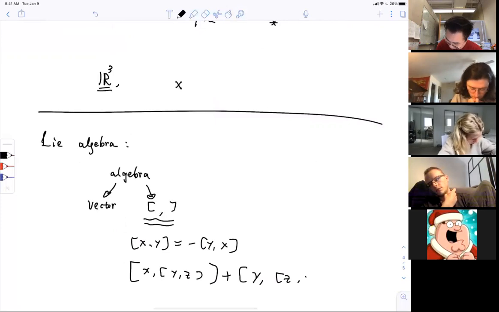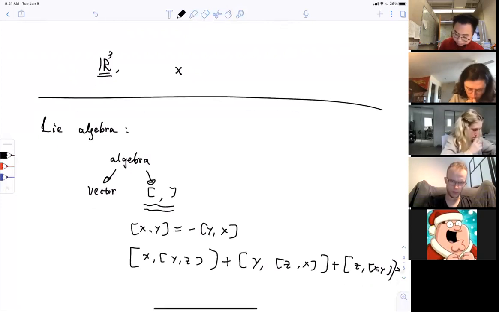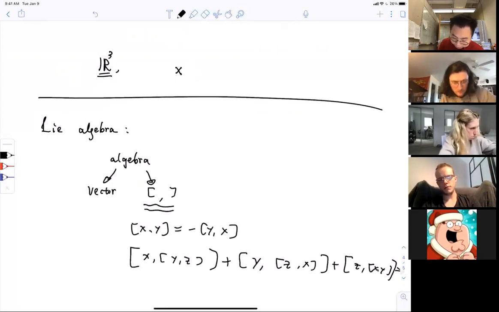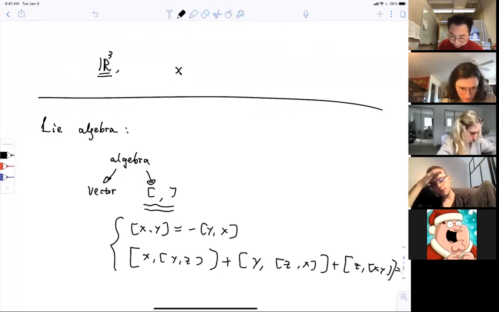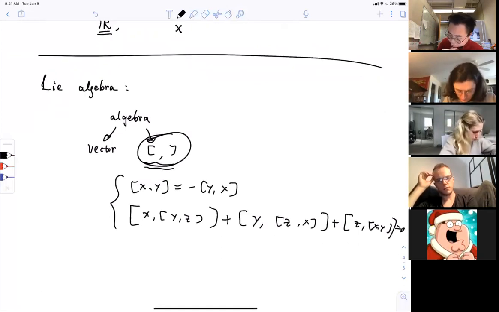Yeah, something like this, and plus the xy equal to 0. If you have an algebra with a bilinear operation satisfying those two conditions, then this algebra is a Lie algebra. And this bilinear operation is called the Lie bracket. It's just a new name. You don't need to remember this.